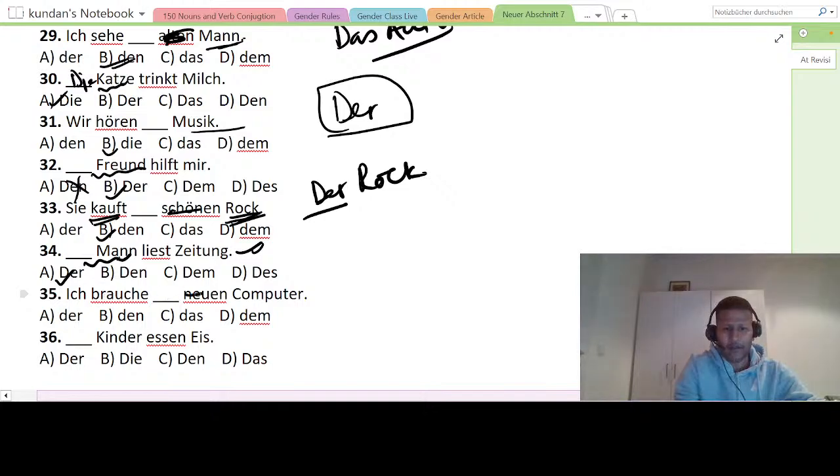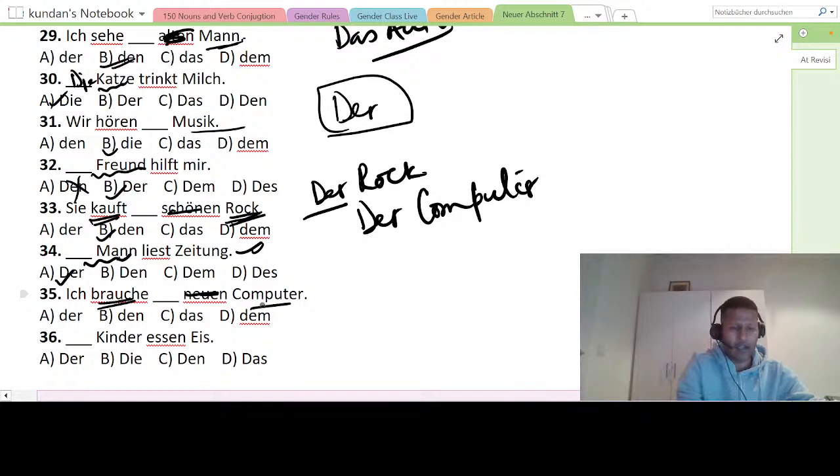And now question number 35. Ich brauche das Computer? Okay, ich brauche das Computer. In nominative, computer is what? Der Computer. But what I'm needing, brauchen is to need. I need what? So what is this? Accusative, right? Subject is ich. Ich and computer are not the same. So this is accusative. What I need, the answer is computer. So this der will change to den. The right answer is B.